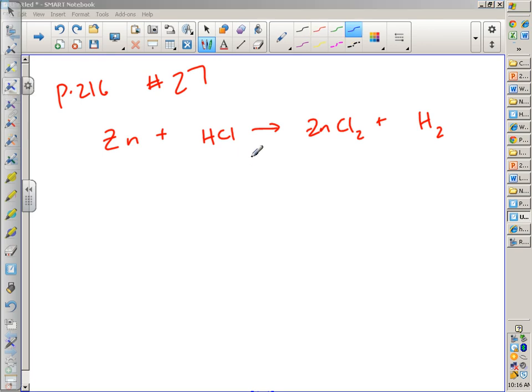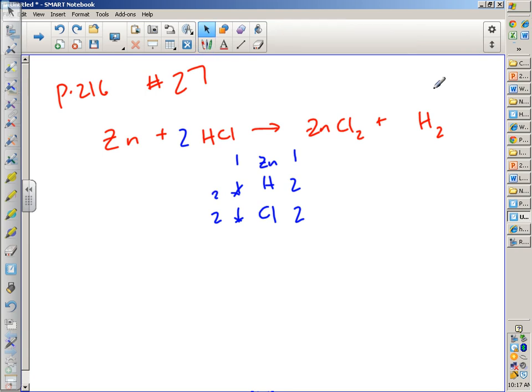As far as balancing goes, zinc, hydrogen, chlorine: 1, 1, 1 in the reactants, 1, 2, 2 in the products. Right? So that's pretty easy. Coefficient here, that goes to 2 and 2. Okay? Good there?